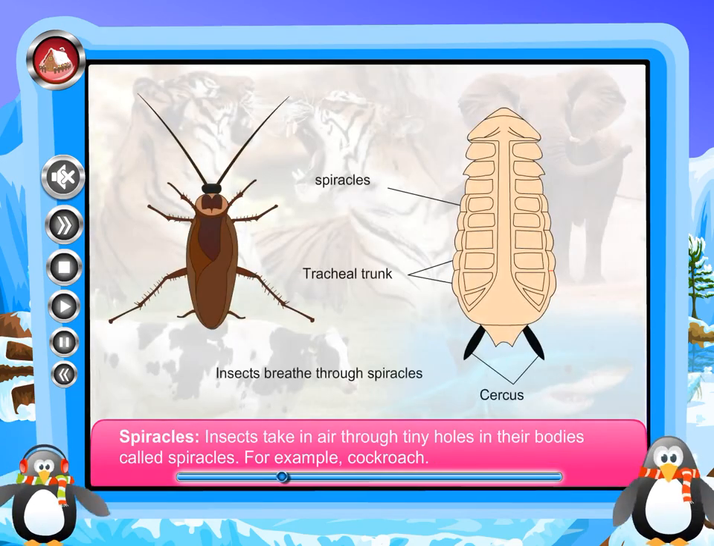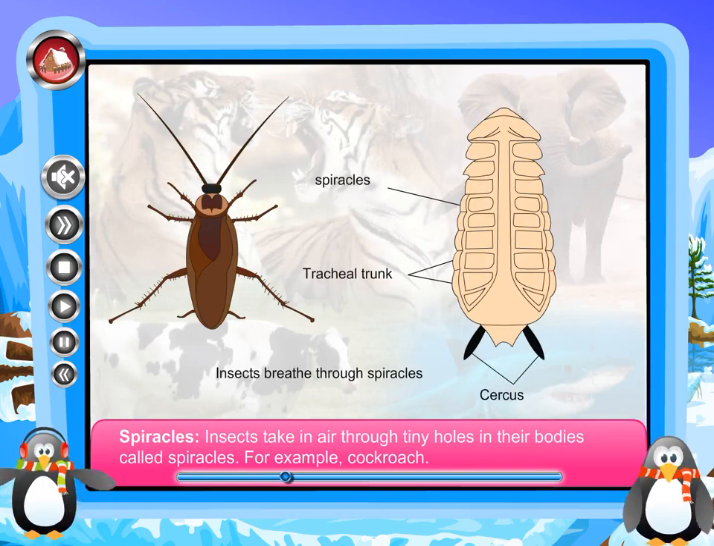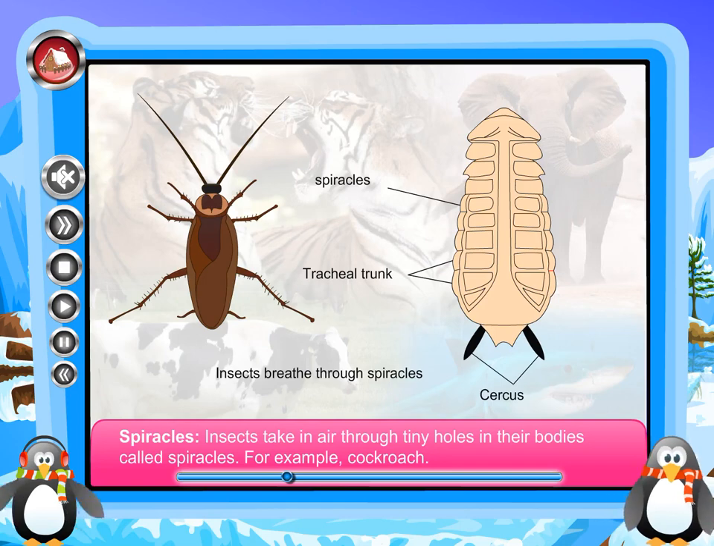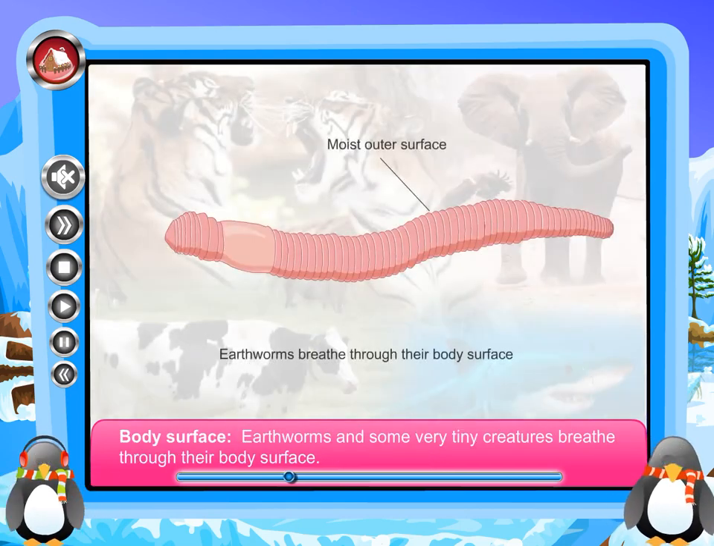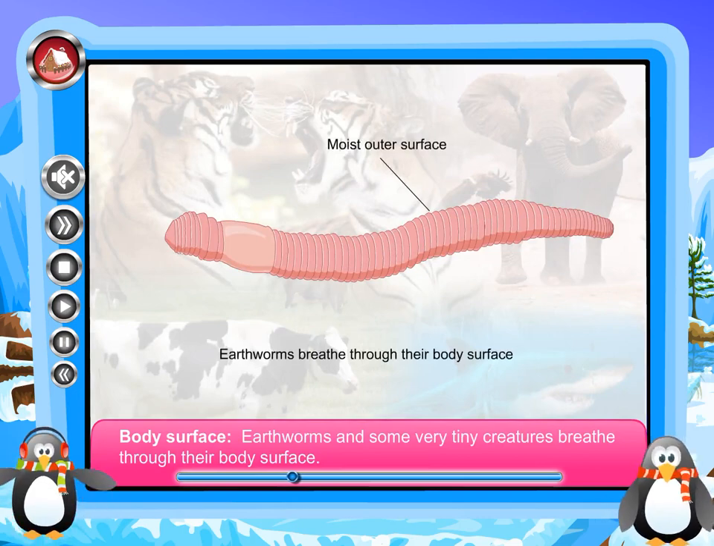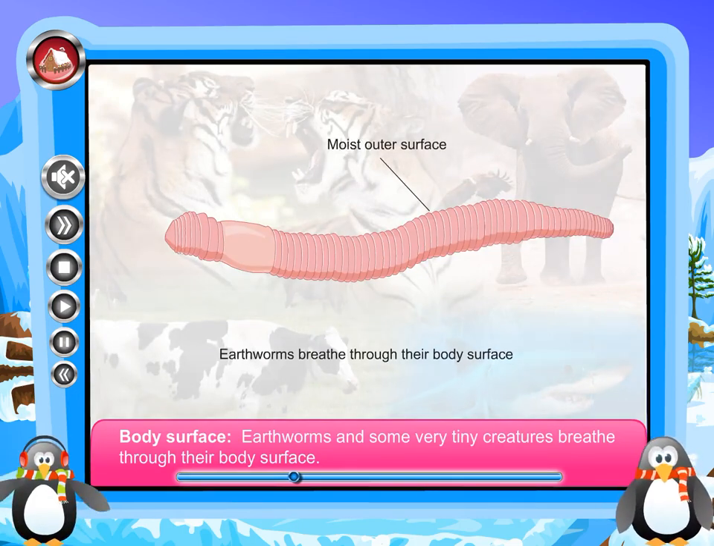Spiracles. Insects take in air through tiny holes in their bodies called spiracles. For example, cockroach. Body surface. Earthworms and some very tiny creatures breathe through their body surface.